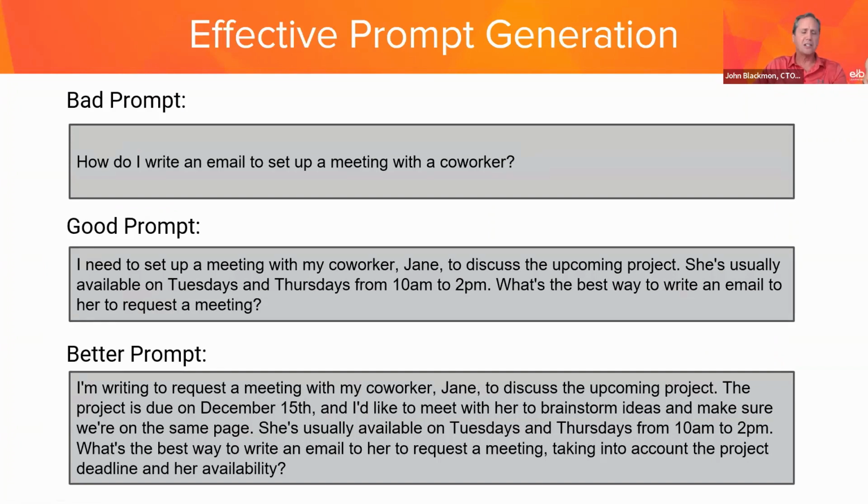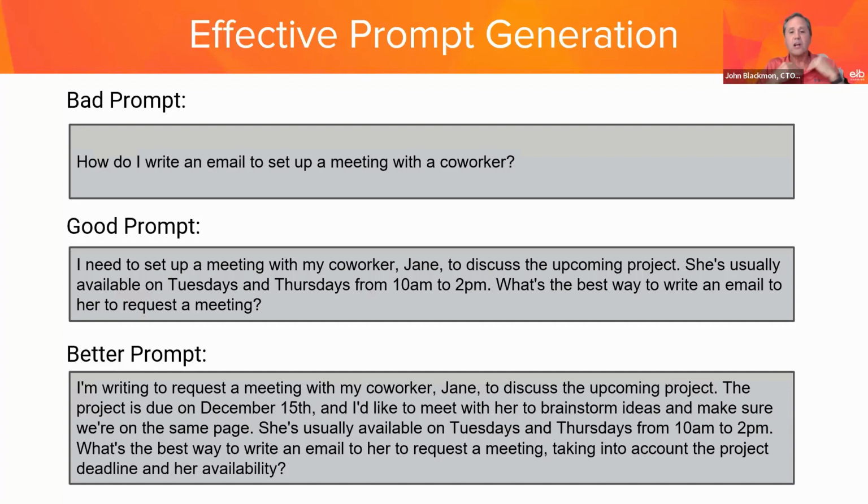We're going to just quickly look at, if I am going to set up an email with my coworker, if I just say, how do I write an email to set up a meeting with a coworker, I'm probably not going to get that great of information from it, right? That's really not a very good prompt, not detailed enough. An example of a good prompt would be something like, I need to set up a meeting with my coworker, Jane, to discuss the upcoming project. She's usually available on Tuesdays and Thursdays from 10 to 2. What's the best way to write an email to request a meeting? And that's going to give me that information.